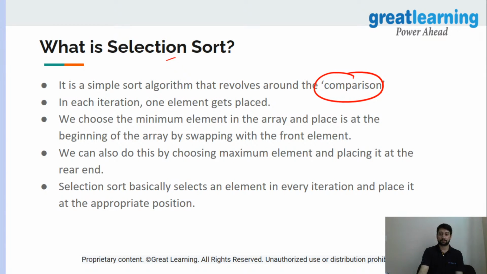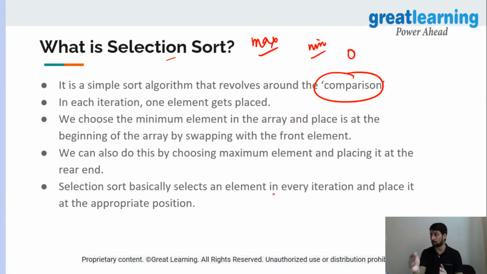Okay, so we can choose the maximum element. We can either go for the maximum element and place it at the end, or go with the minimum element and place it at the starting index. Selection sort basically selects an element, and in every iteration it places it in the appropriate position. If I'm looking on this side, guys, don't get confused. I'm looking at your chat, so I want you to be continuously writing in the chat if everything is clear. If you are not getting anything, just tell me. Okay, so this is what selection sort is.